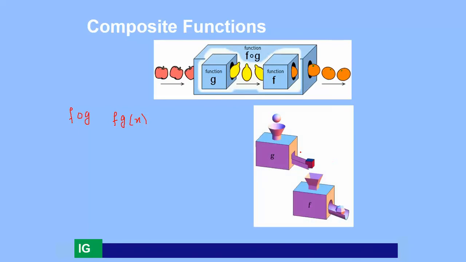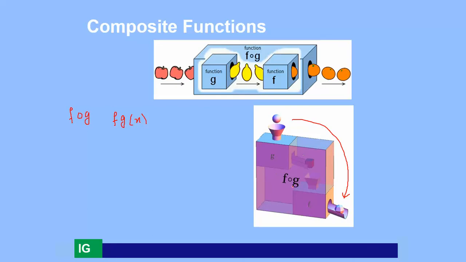This is another example, where a sphere is changed into a cube, and then f is changing the cube into a diamond. So overall the sphere is changed into a diamond as a composite function. So this is the composite function f of g. Remember, when it is written f of g, g is applied first and then f is applied.